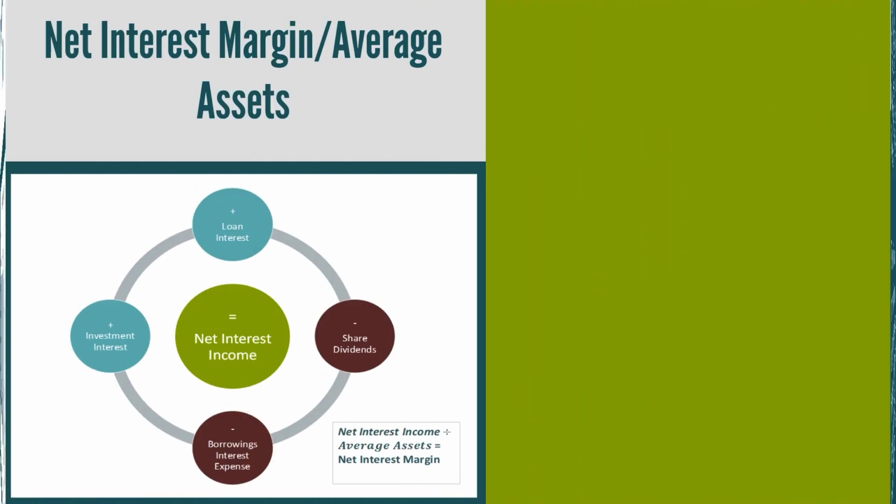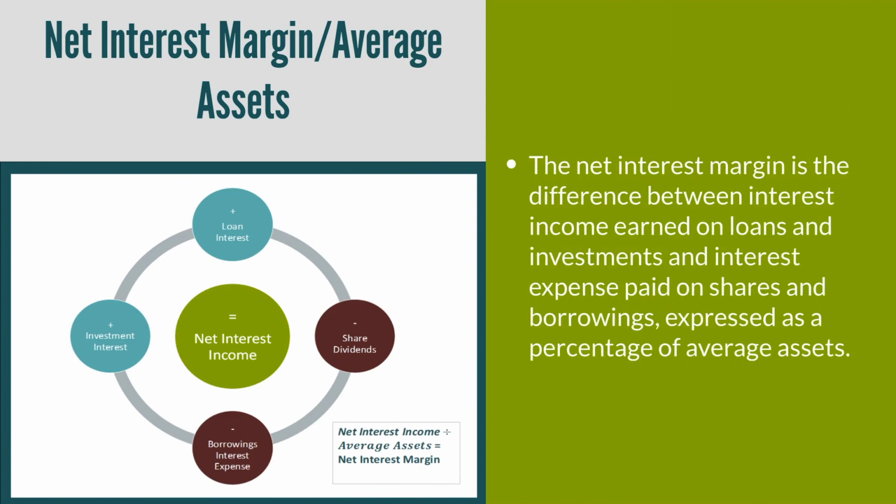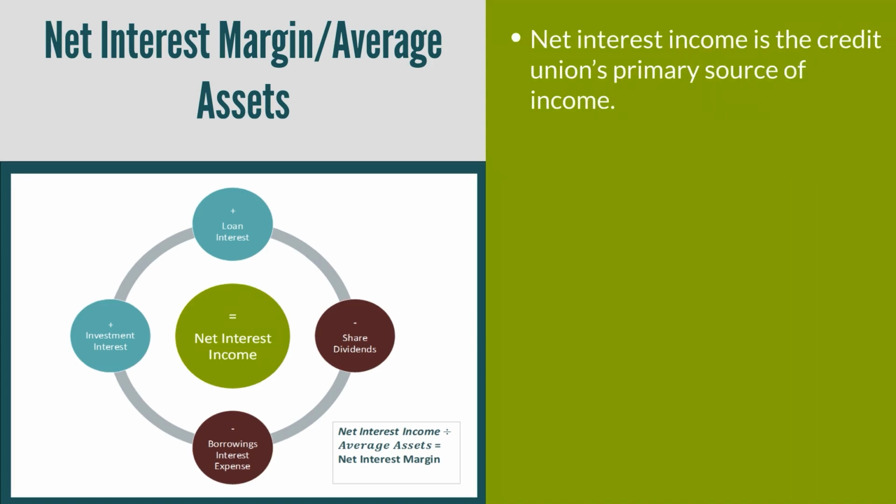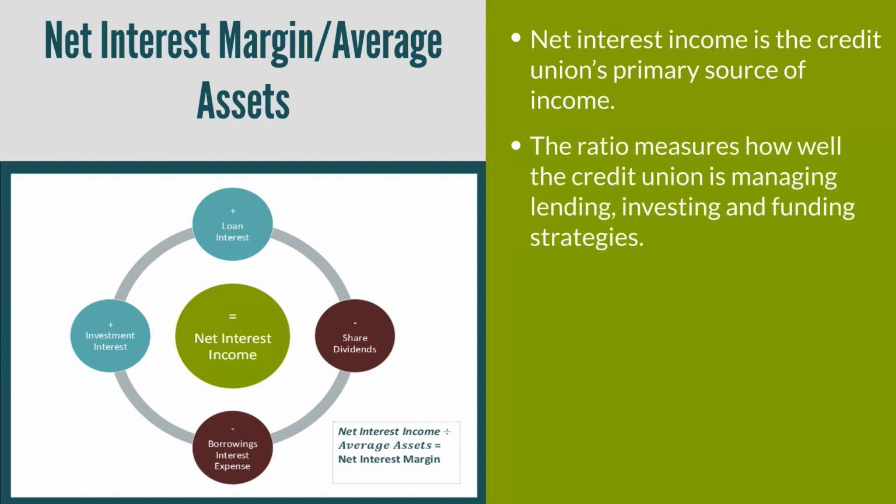Now, we'll discuss net interest margin to average assets. The net interest margin is the difference between interest income earned on loans and investments and interest expense paid on shares and borrowings, expressed as a percentage of average assets. Net interest income is the credit union's primary source of income. The ratio measures how well the credit union is managing lending, investing, and funding strategies.